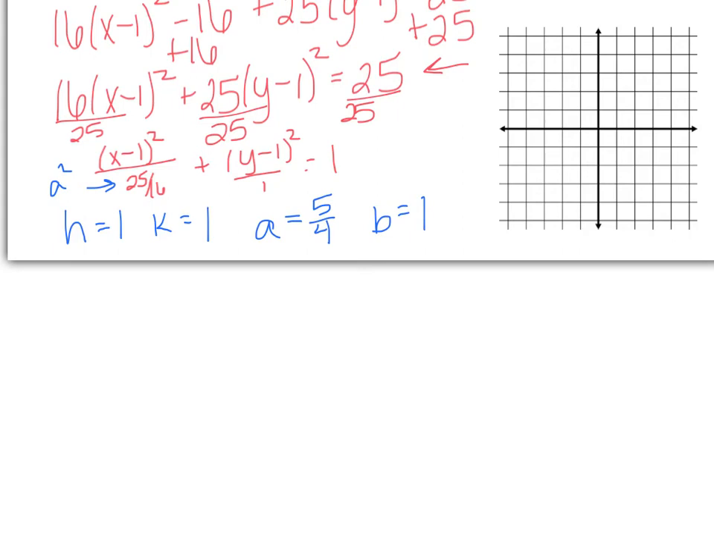So when I sketch my graph, I need to put my center at 1, 1. Since a is underneath x, my ellipse is horizontal. 5/4, so 1 1/4, 1 1/4. B goes up and down 1. So there's the sketch of my ellipse.